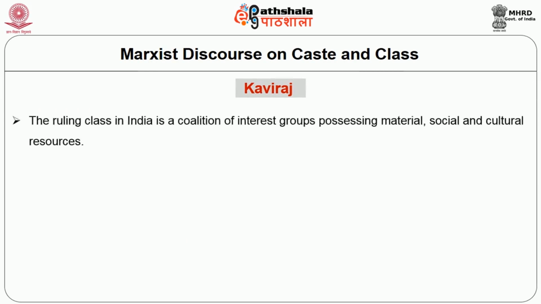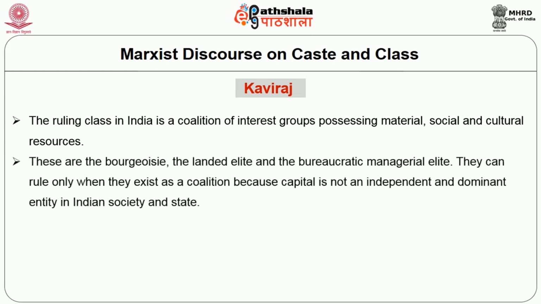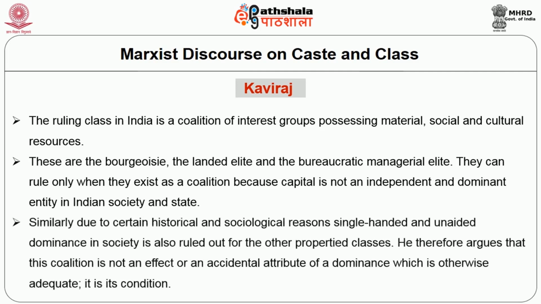According to Kaviraj, the ruling class in India is a coalition of interest groups possessing material and socio-cultural resources. These are the bourgeoisie, the landed elite, and the bureaucratic managerial elite. They can rule only when they exist as a coalition, because capital is not an independent and dominant entity in Indian society and state. Similarly, due to certain historical and sociological reasons, single-handed and unaided dominance in society is also ruled out for the other propertied classes. He therefore argues that this coalition is not an effect or an accidental attribute of a dominance which is otherwise adequate. It is its condition.